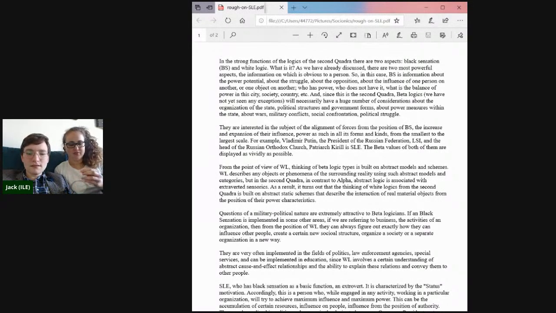You're not very straightforward. Yes, and in the second quadrant specifically, for beta, in contrast to alpha, which we normally think I am, abstract logic is associated with extroverted sensation. So as a result, the thinking of white logic from the second quadrant, from beta, is built on abstract static schemes that describe the interaction of real material objects from the position of their power characteristics. So rather than being about different ideas and possibilities, rather than being about theories, it's about how real people are structured in relation to one another. So you could say that hierarchy, different people in Parliament, could be an example of that. Who's in power? Where do they exist in the hierarchical pecking order? And analysing where I am in that pecking order and trying to climb to the top.